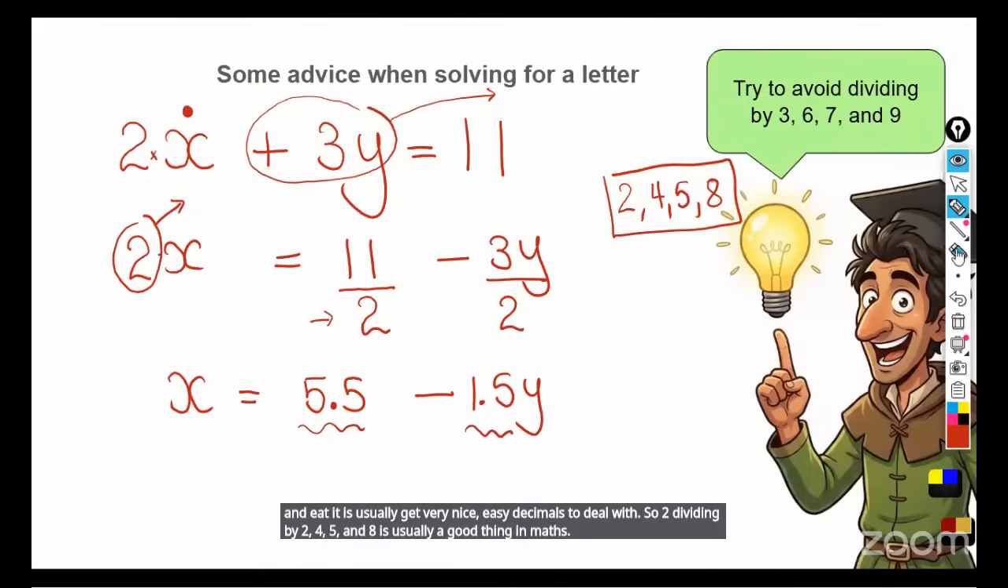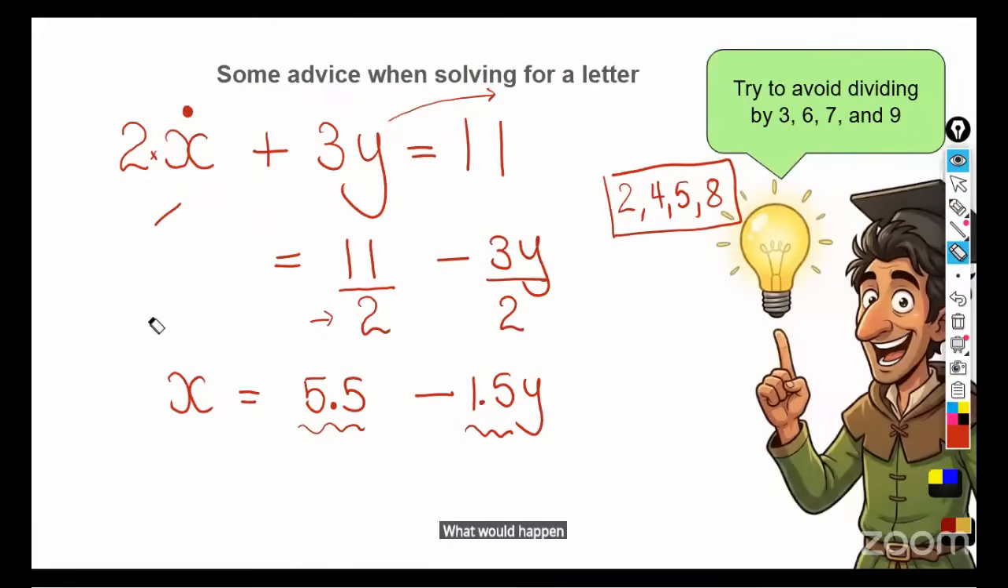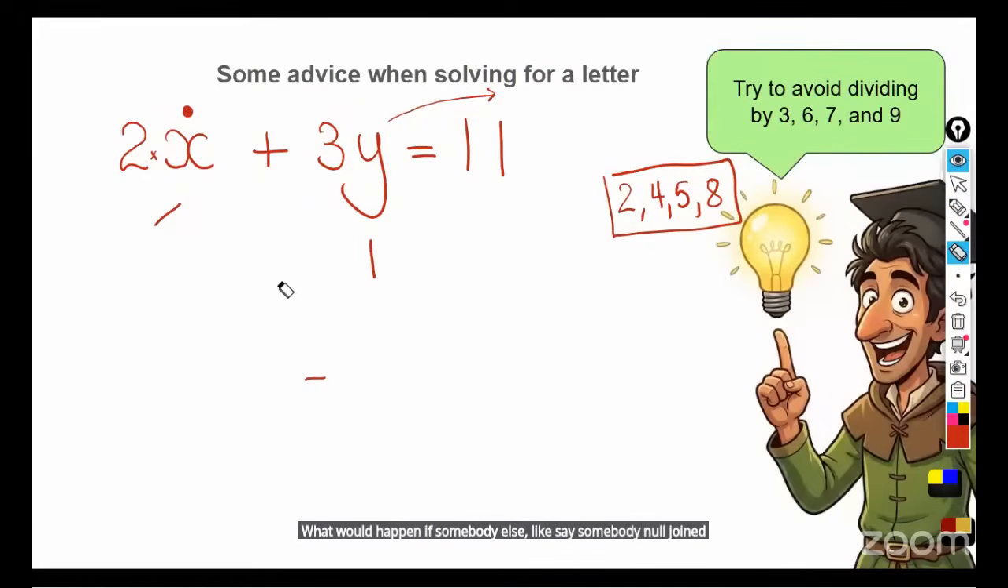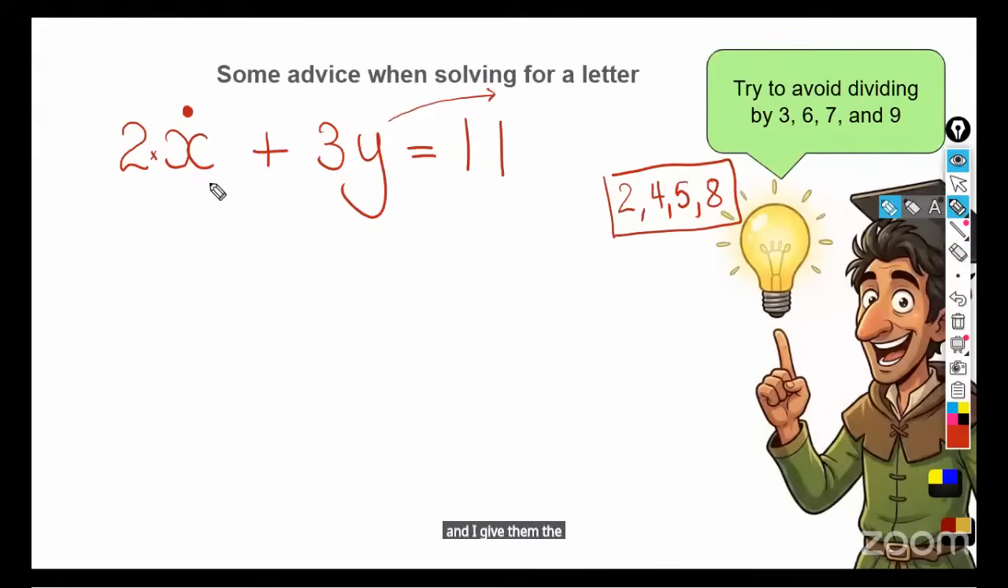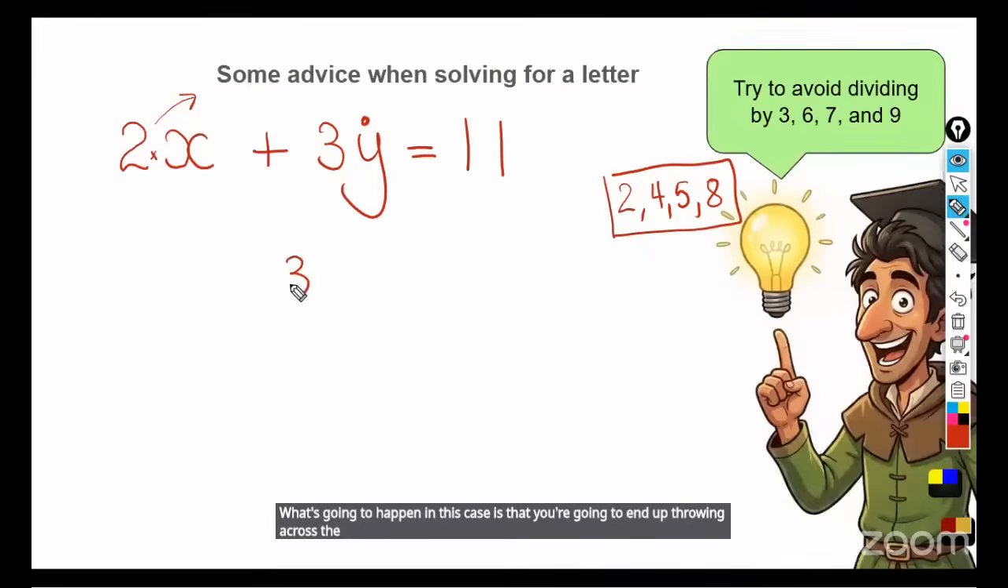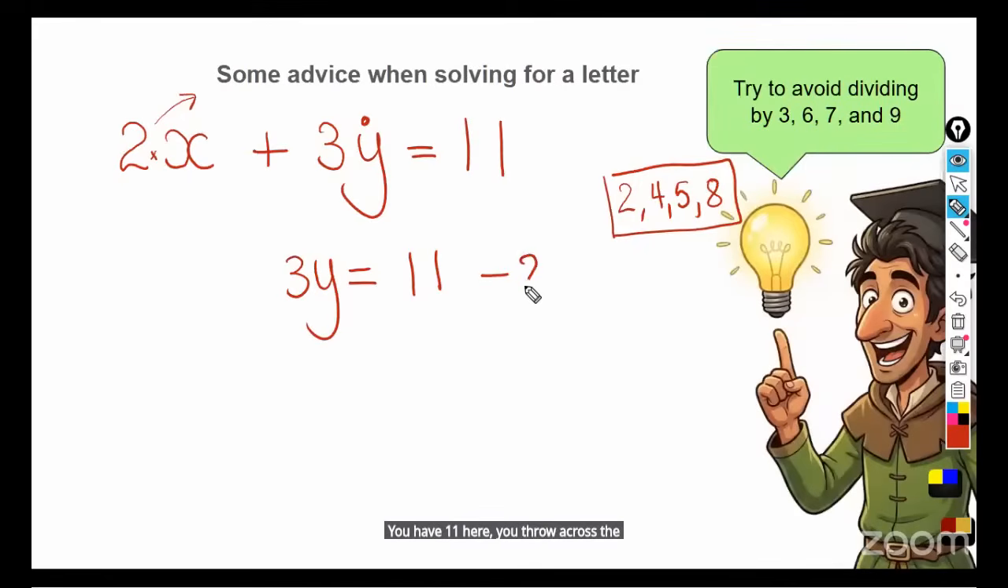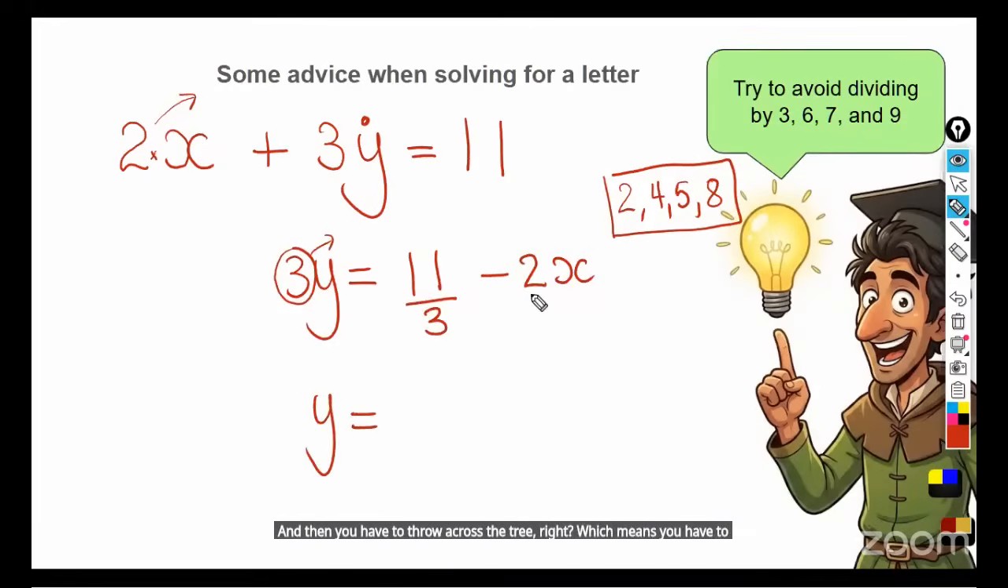So what would happen if somebody else, like say somebody now join class, and I give them the option of making X the subject and or Y the subject. And they say, all right, I'm going to make Y the subject. What's going to happen in this case is that you're going to end up throwing across the 2x first. So you have 3y, you have 11 here. You throw across the positive 2x, you get minus 2x. And then you have to throw across the 3, right? Which means you have to divide everyone here by 3.